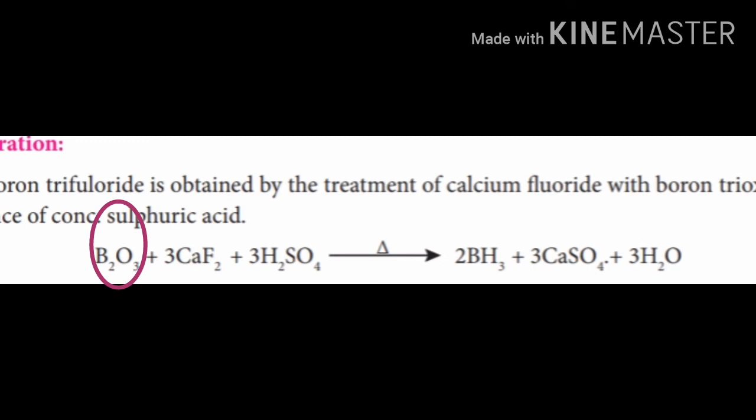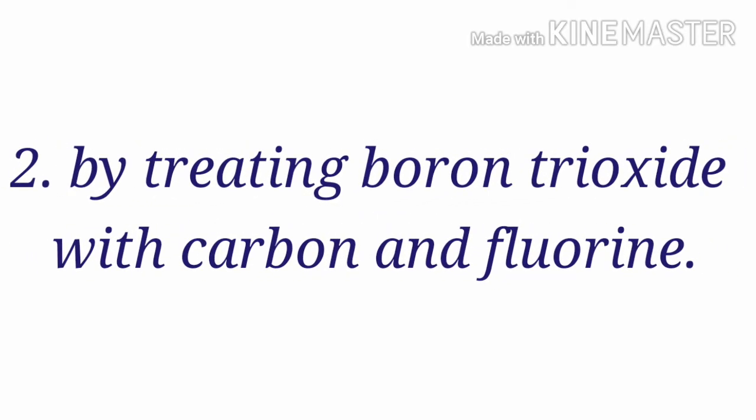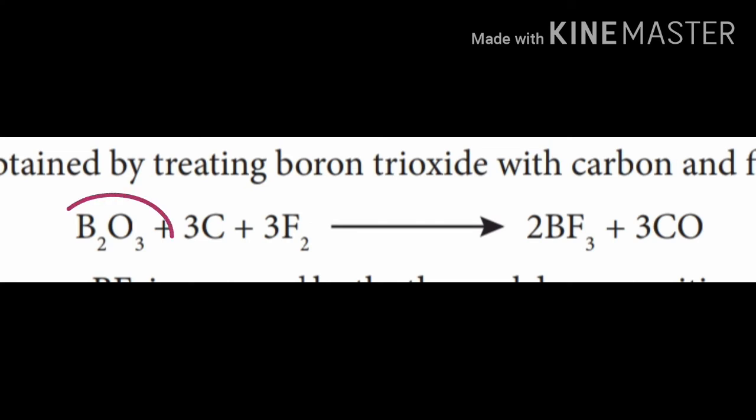This is boron trioxide B2O3, then calcium fluoride CaF2, then sulfuric acid H2SO4. We will get boron trifluoride. The formula is BF3. Then also it is prepared by treating boron trioxide with carbon and fluorine. See the equation. B2O3 is boron trioxide plus carbon, that is C, next fluorine F2, we will get boron trifluoride BF3.